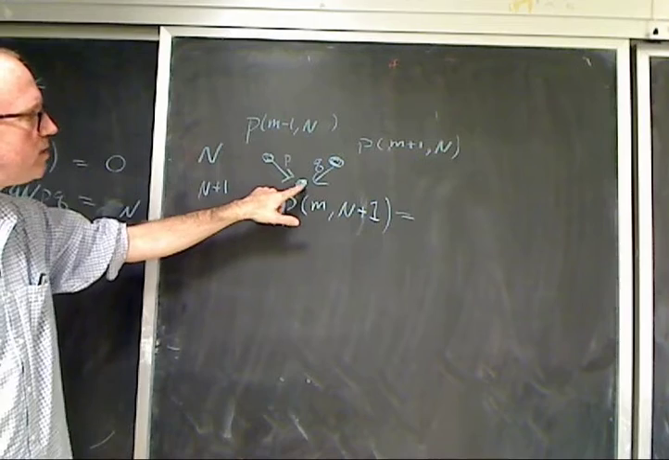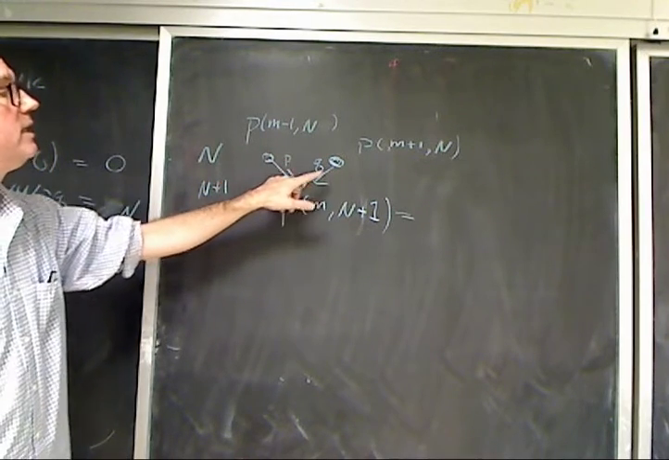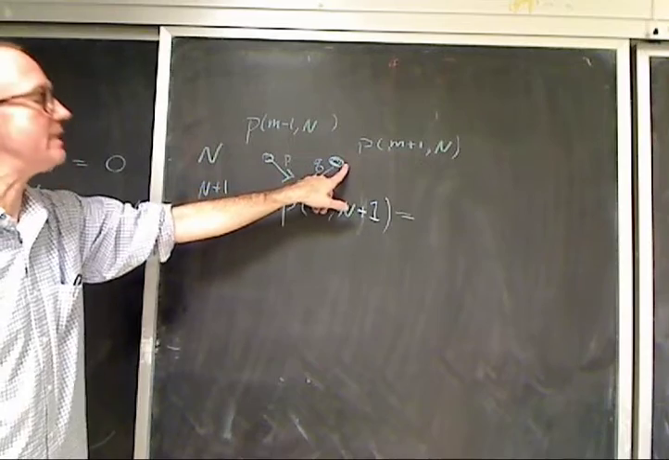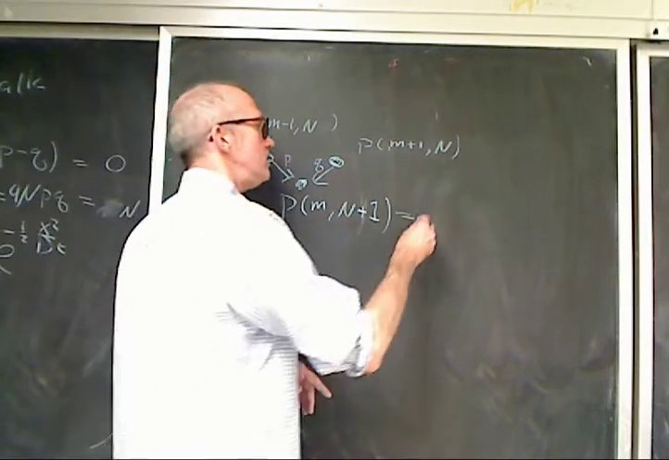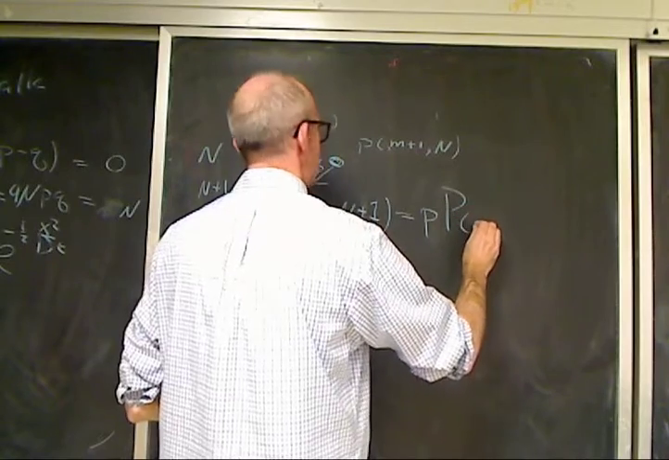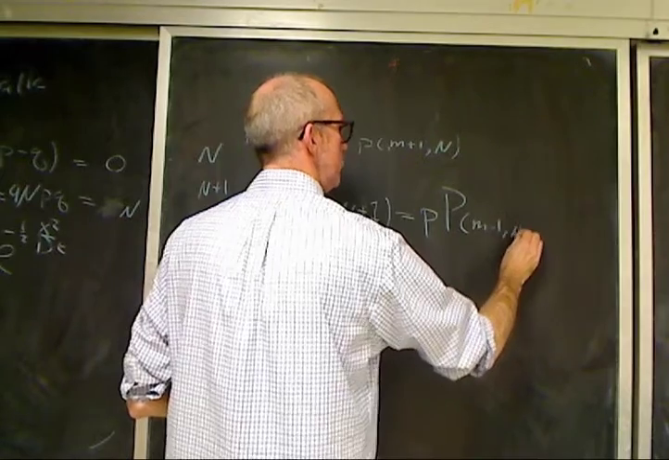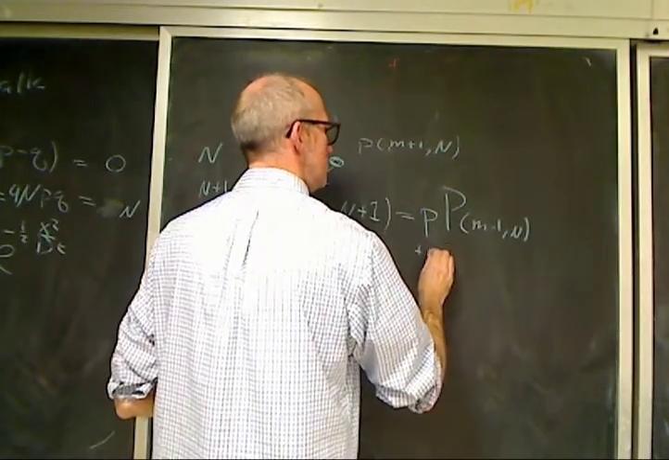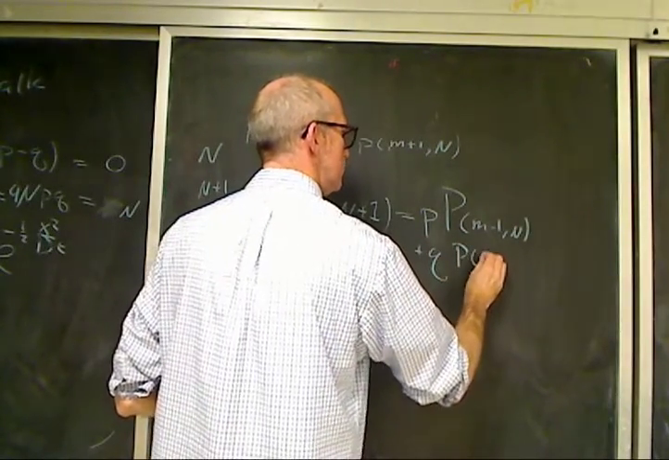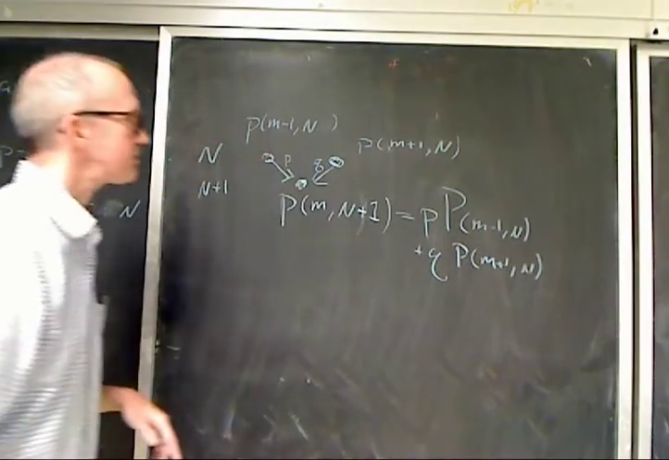So the probability of being here is the probability of being here times the probability of jumping plus the probability of being here times the probability of jumping. So this is P of big P of m minus 1 and n plus q of big P of m plus 1 and n.